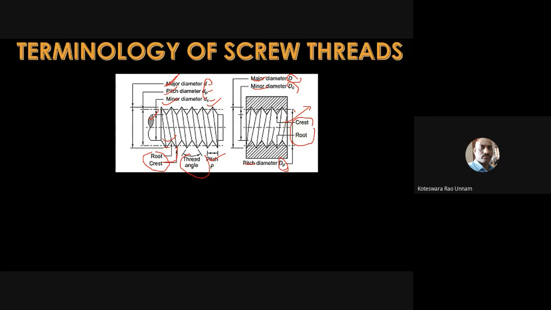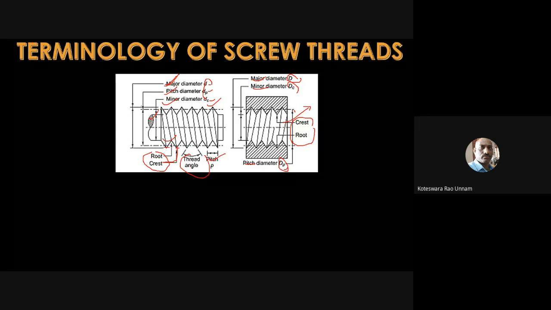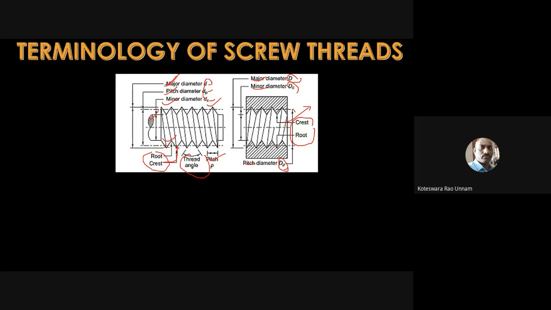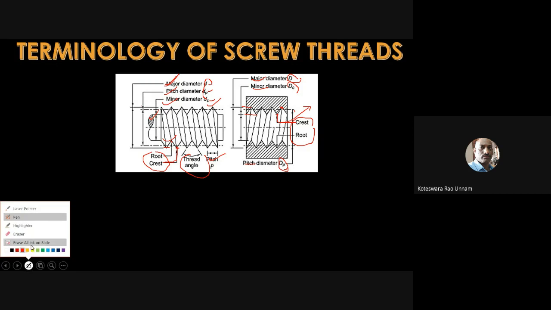So here we'll call this point, the highest point, a crest, and the lowest point a root. Now if we come to the internal threads, this is the lowest point, so it is called the root. Then this is the highest point in the thread, you can call it the crest. But diameter-wise, this is the largest diameter and this is the smallest diameter. So this we will call the nominal diameter and this the core diameter. Anyway, we'll see that one by one. The definitions we'll see now.